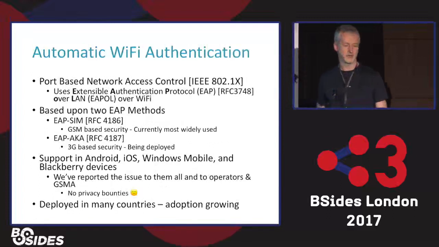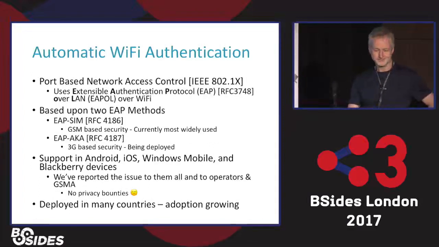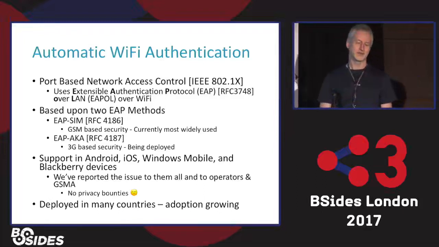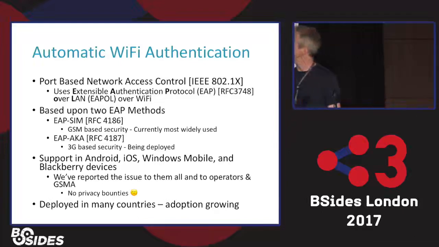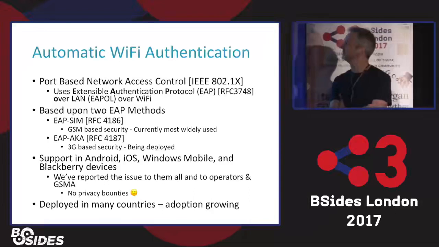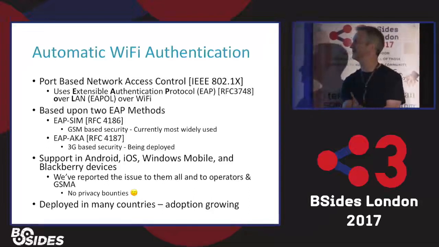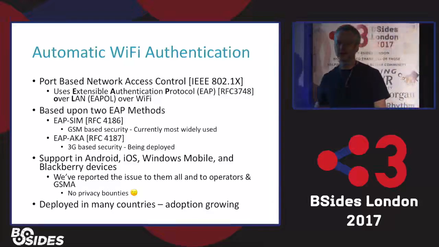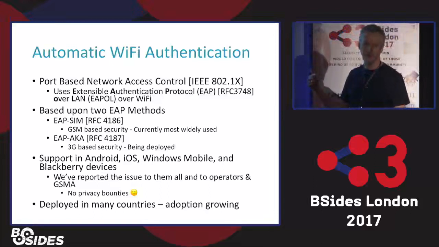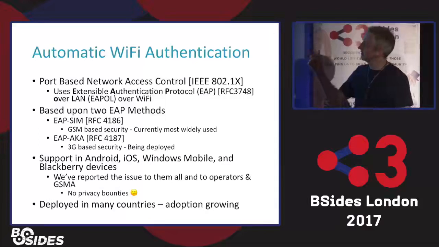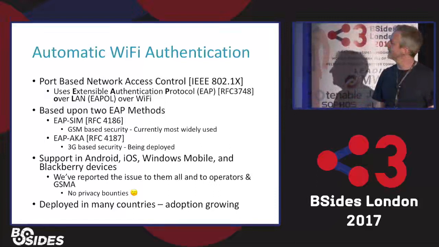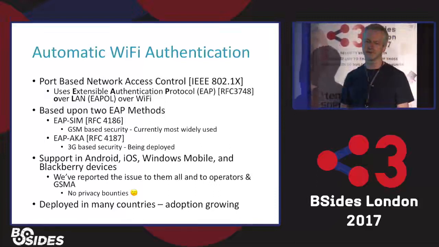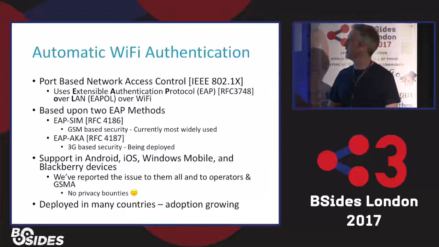This automatic Wi-Fi authentication, as I said, is IEEE 802.1x. It uses another standard, the Extensible Authentication Protocol, known as EAP, specified in RFC 3748 from the IETF. It's basically EAP over LAN, or in other words, catchily named EAPOL, going over Wi-Fi. The two specific EAP methods we're interested in, which are used to do the authentication for these services, are EAP-SIM, which is based on GSM security and is currently the most widely used for Wi-Fi access point authentication, and then EAP-AKA, which is 3G-based security, and that is under deployment now.